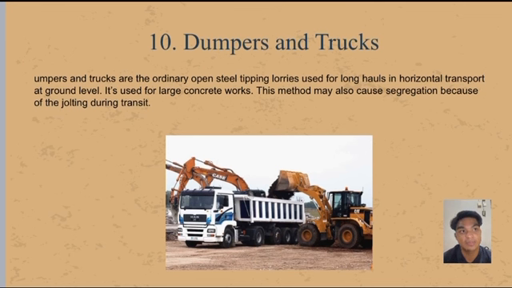Number 10, dumpers and trucks. Dumpers and trucks are the ordinary open steel tipping lorries used for long hauls in horizontal transport at ground level. It is used for large concrete works. This method may also cause segregation because of the jolting during transit.